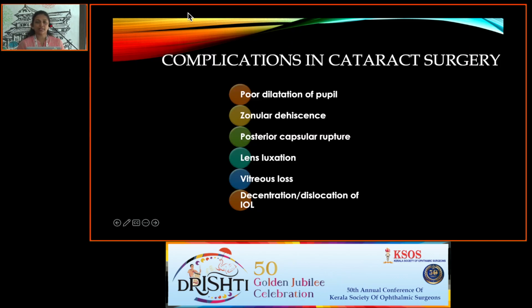The complications in cataract surgery in eyes with pseudoexfoliation syndrome include poor dilatation of pupil, zonular dehiscence, posterior capsule rupture, lens luxation, vitreous loss, decentration or dislocation of the IOL. Since only a minority of the patients with pseudoexfoliation get these complications during the surgery, it is important to find out those who tend to have complications beforehand.